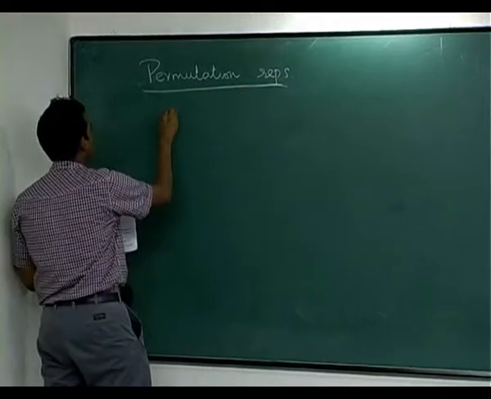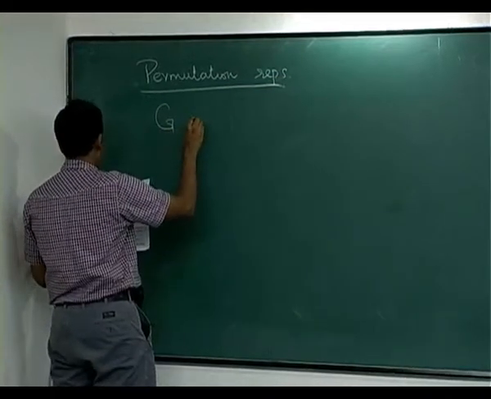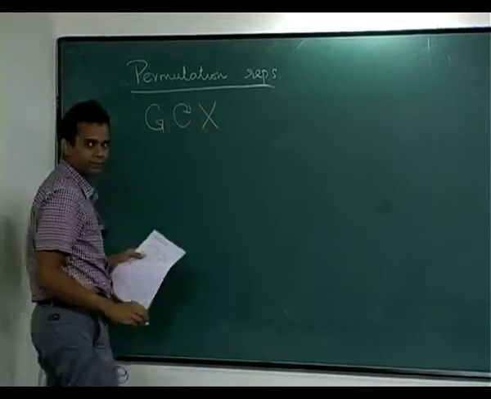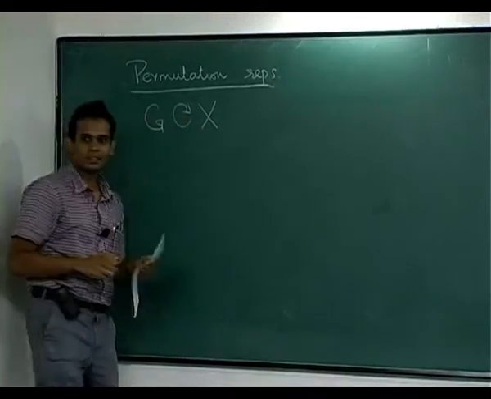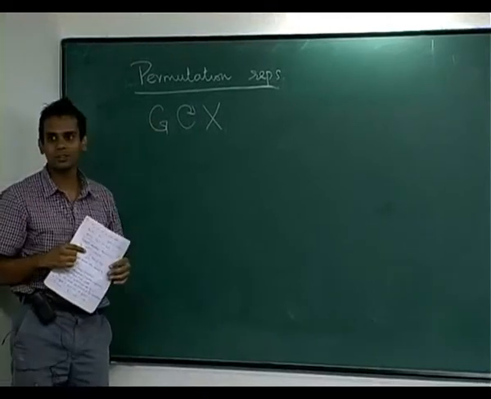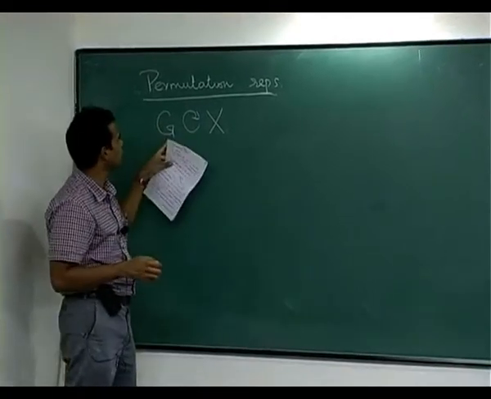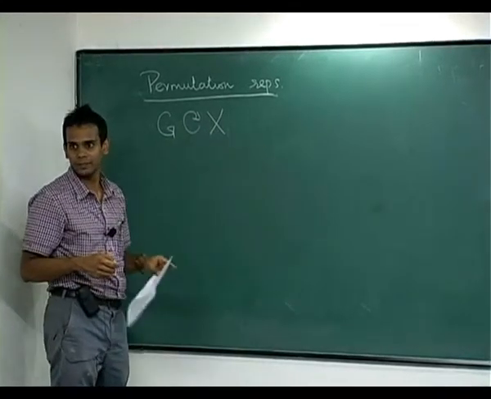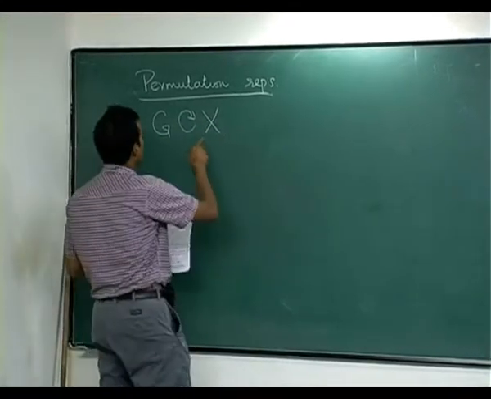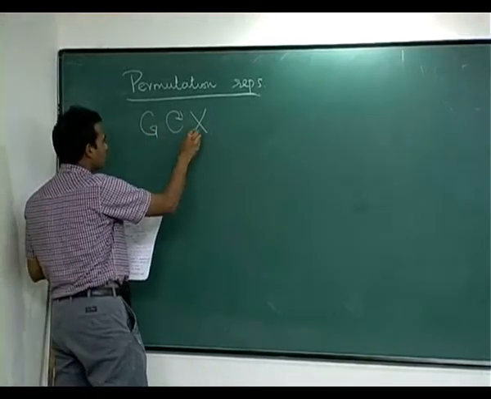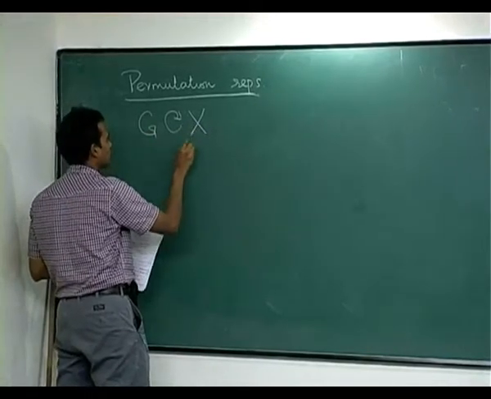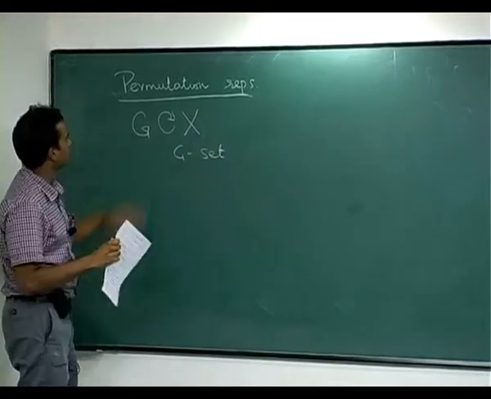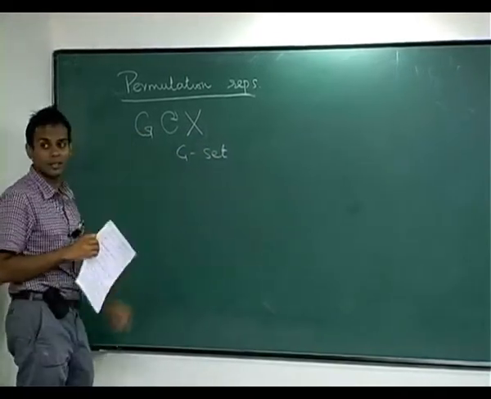So the setup is that you have this group G and it acts on a set X. This notation just means that G acts on X, which means that you have a homomorphism from the group G to the group of bijections from X to X. Okay? So we'll call X a G set if it comes with an action of G.